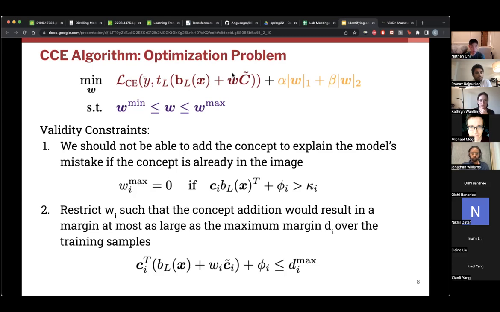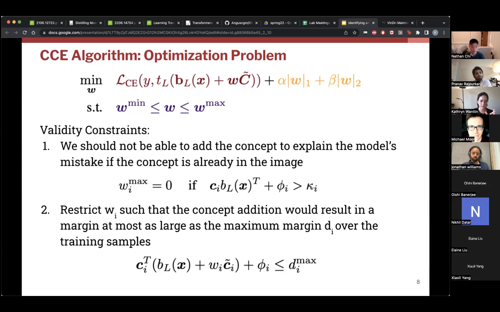The other desirable feature of this is that we would like our W's to be more sparse because we would like to interpret from fewer concepts rather than more concepts. So this elastic regularization is happening here. It's just a linear combination of L1 and L2 regularizations. So that enforces the sparsity side of things. And then lastly, this important piece that distinguishes it from some similar works that rely on decision boundaries is this validity constraint.